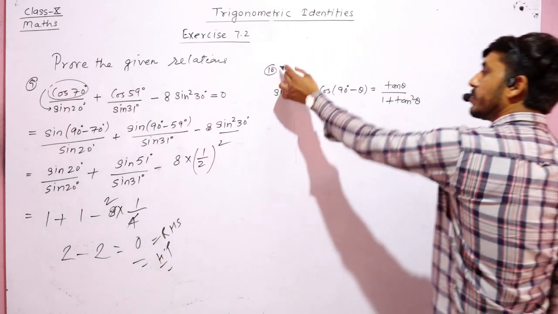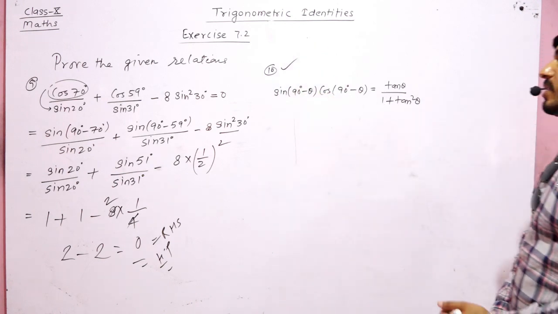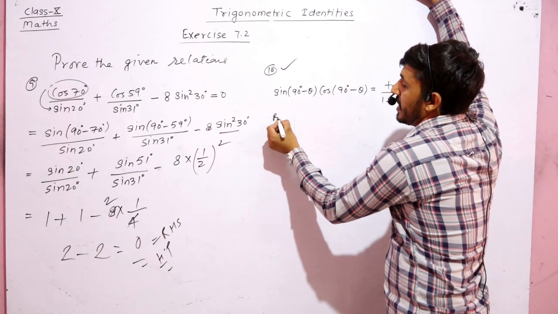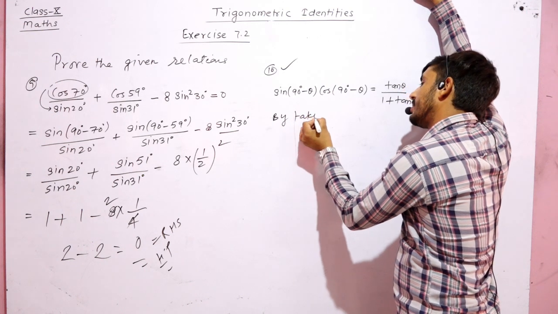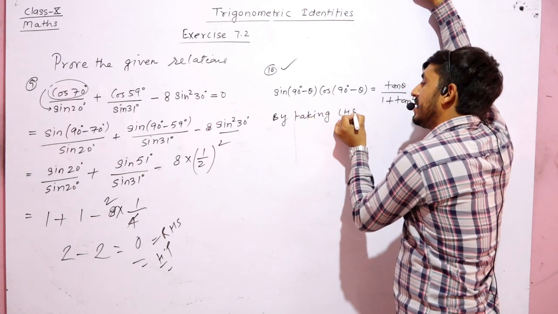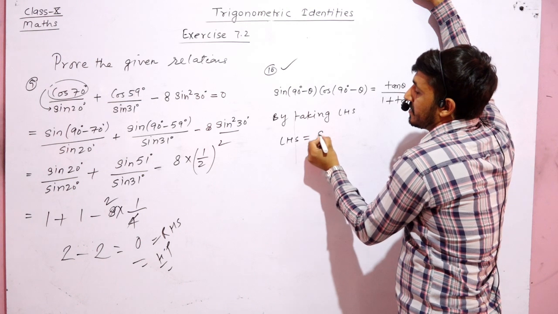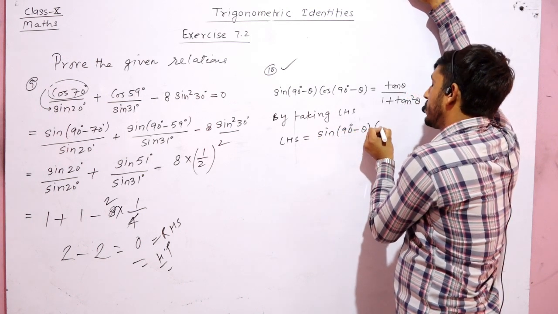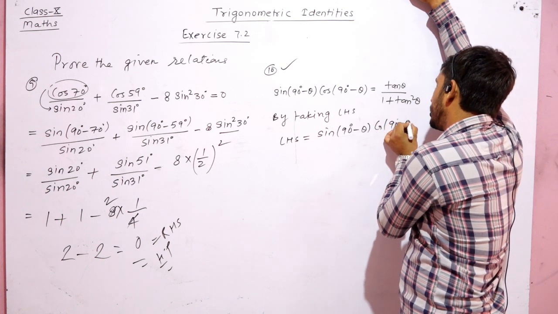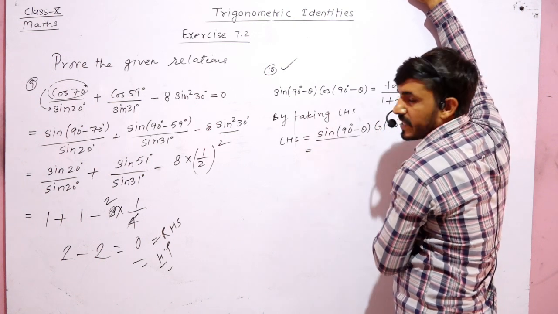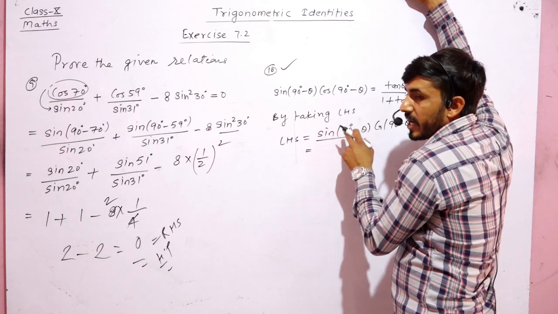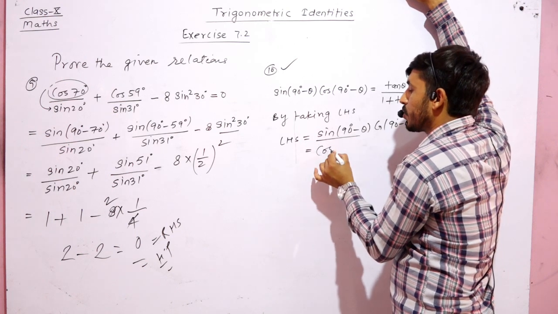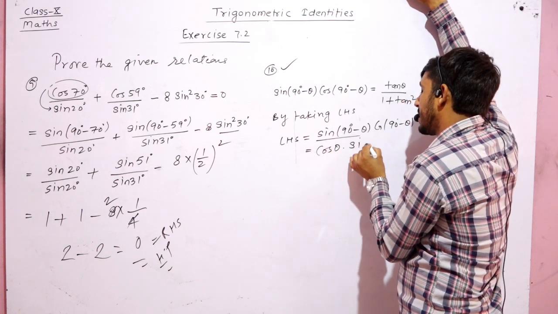The next question is question number 10. First we take one side, by taking LHS, and LHS is given as sine 90 degree minus theta and cos 90 degree minus theta. So what we can write, as you know, sine 90 minus theta can be written as cos theta, and cos 90 minus theta can be written as sine theta.